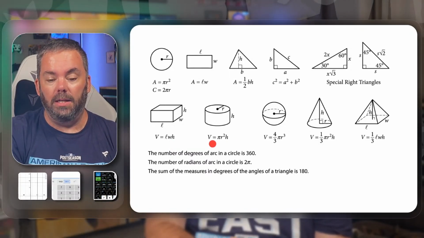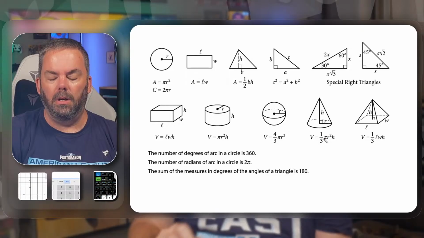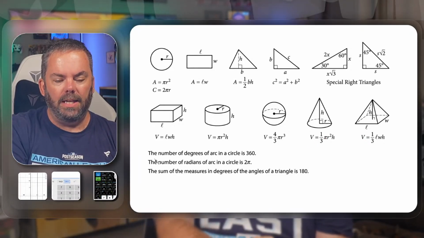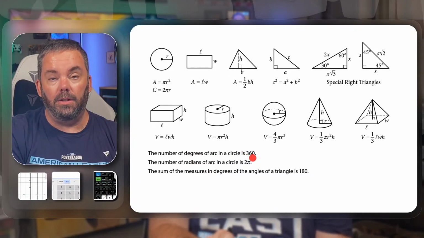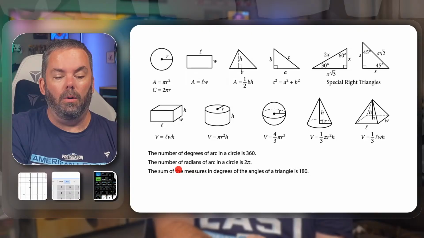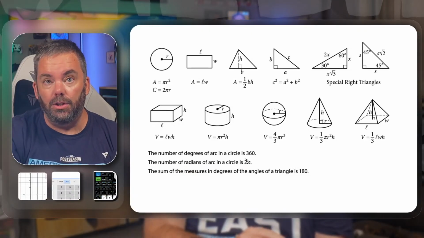Volume of a cylinder, a sphere, a cone, and a pyramid. The other thing they tell you is the number of degrees in a circle is 360, which we know. The second one you might not know. The number of radians is 2 pi.